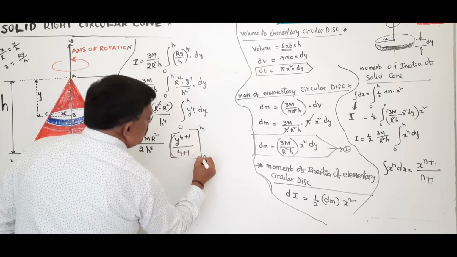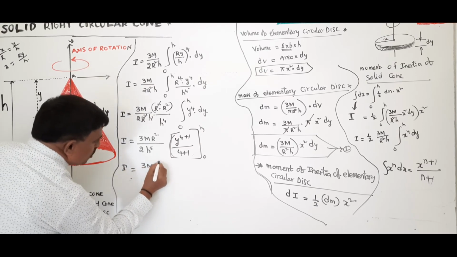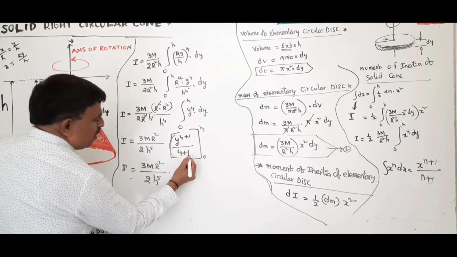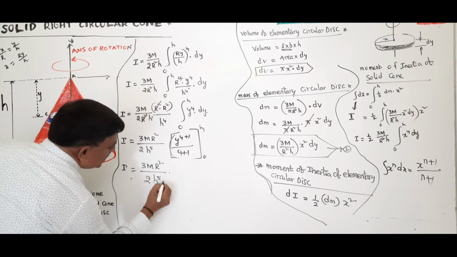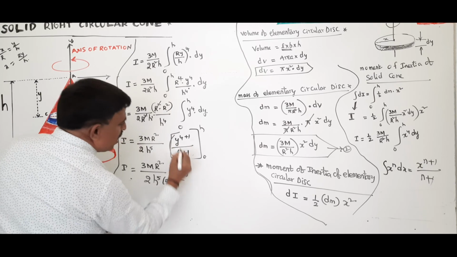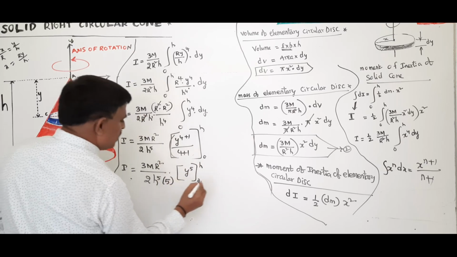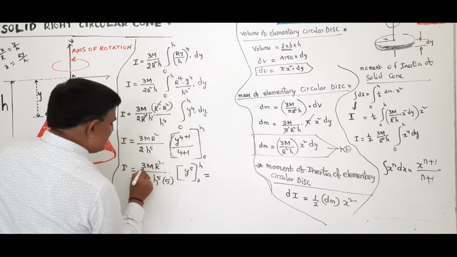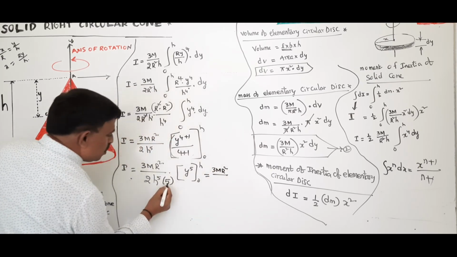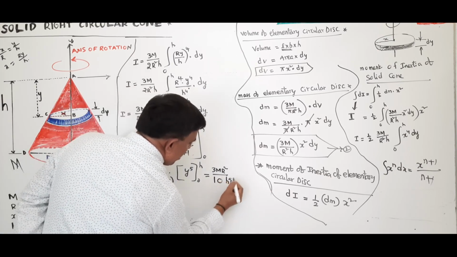Now the limits are 0 to h. I is equals to 3m r square by 2, h to the power of 5. 4 plus 1, 5. Constant taken outside. Now please listen. Y to the power of 4 plus 1, 5, 0 to h. That is equals to now 3m r square by 5 into 2, 10, h to the power of 5.